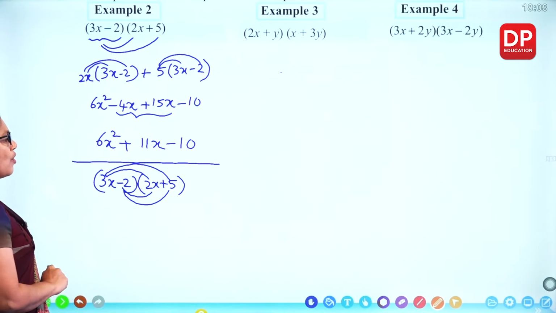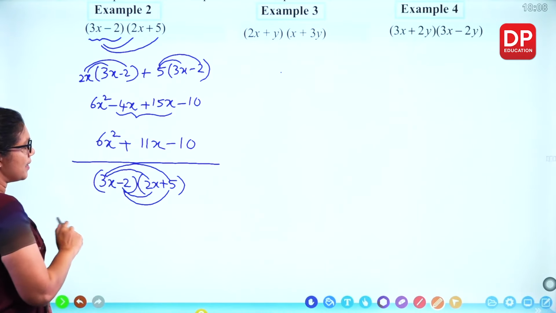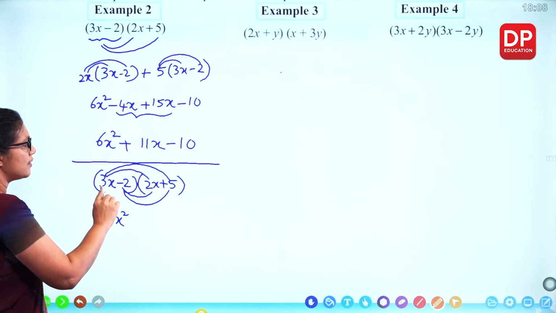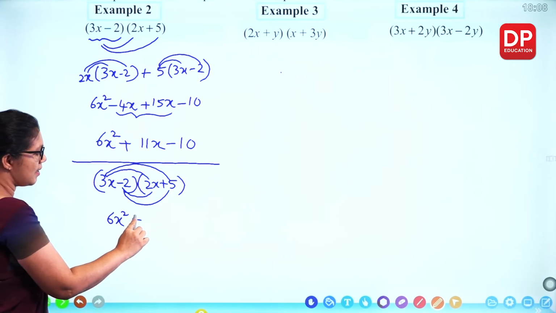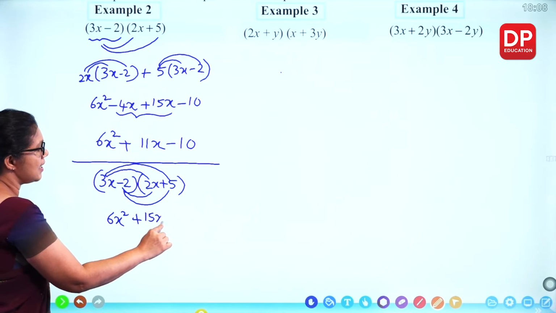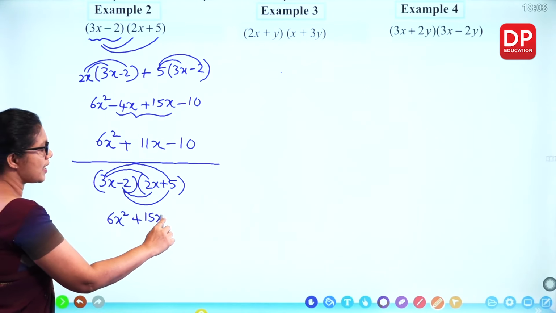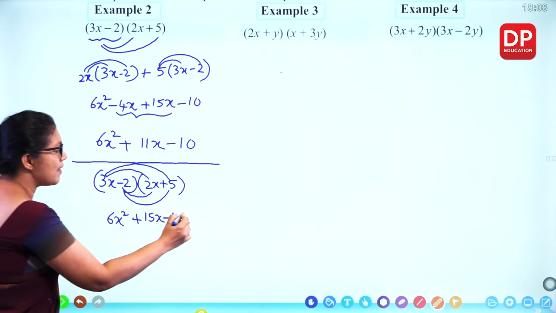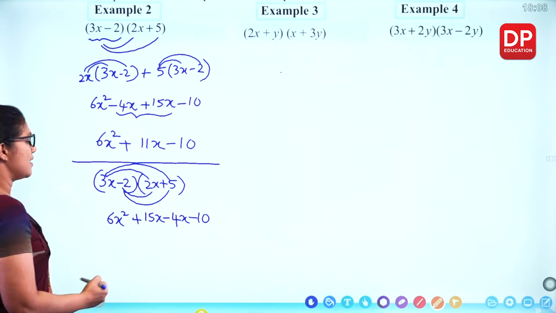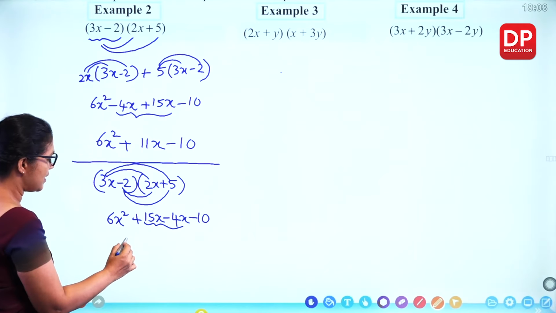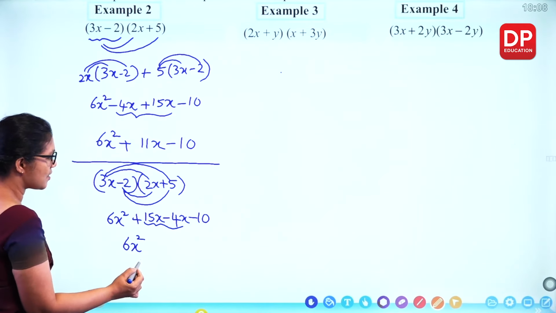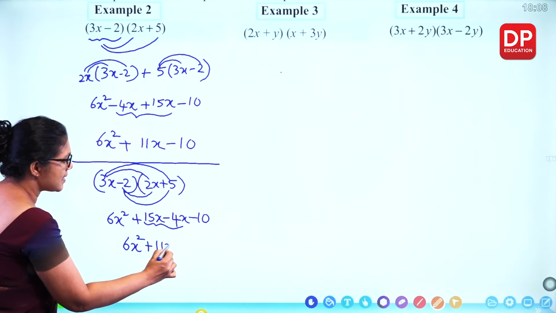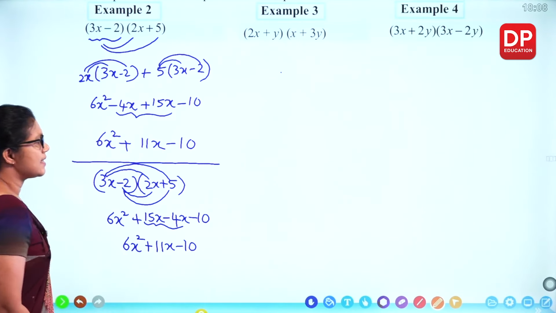So 4 arrows are coming. 3x into 2x, 6x squared. 3x into 5, plus 15x. Minus 2 into 2x, minus 4x. Minus 2 into 5, minus 10. So when you simplify this, you get the same answer: 6x squared, 15 minus 4 is plus 11x, minus 10.